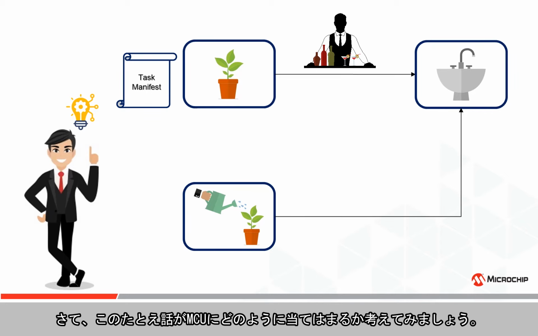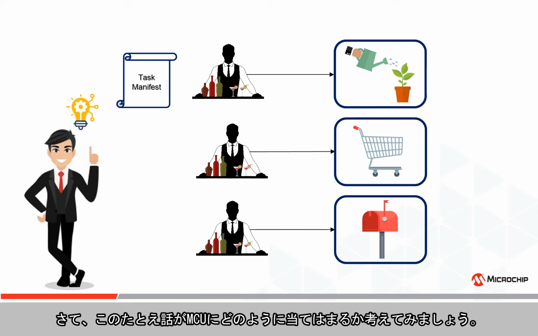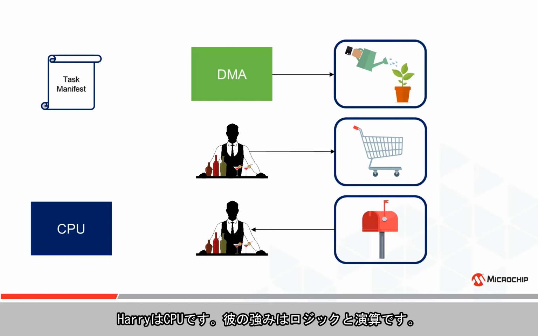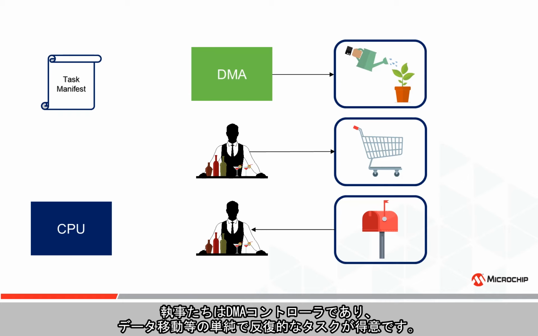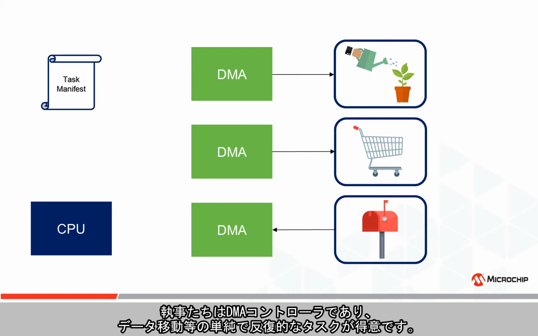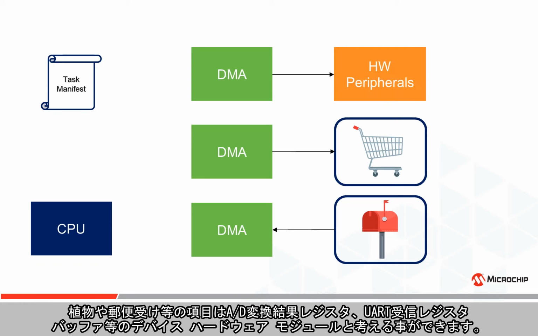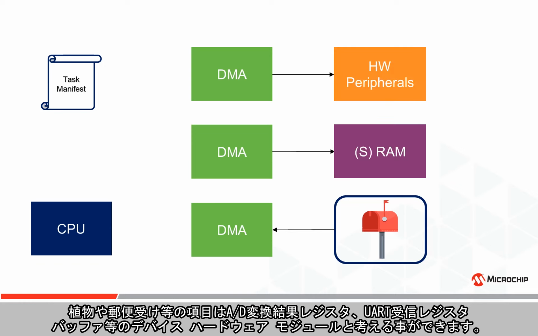Now let's take a step back and think about how this applies to microcontrollers. We can think of Harry as the CPU. His real strength lies in logic and computation. The butlers are DMA controllers and are useful for simple and repetitive tasks such as data movement. We can think of these items like the plant or the mailbox as other device hardware peripherals like an ADC or analog to digital result register or a UART receive register buffer.